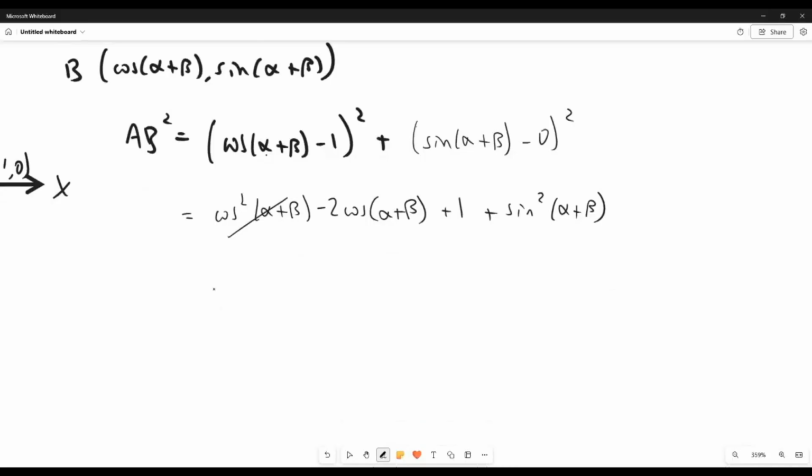Using the Pythagorean identity, we can say that sine squared of alpha plus beta plus cosine squared of alpha plus beta equals 1. This will cancel out the like terms.